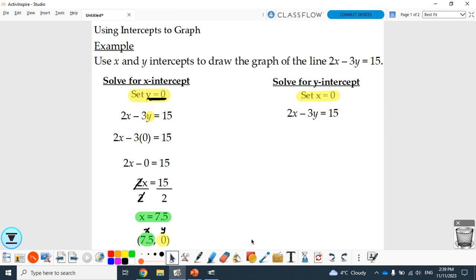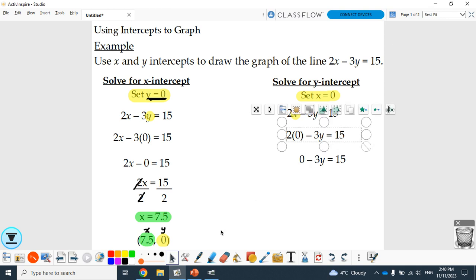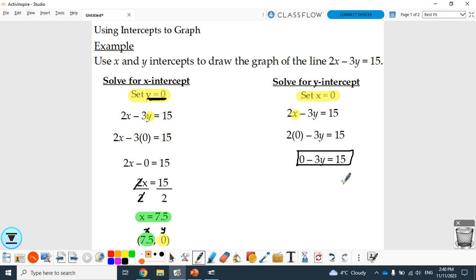And what we're going to do is replace this x with 0. So it'll be 2 times 0 minus 3y equals positive 15. Now, 2 times 0 is just 0. So you could write 0 minus 3y equals 15. And if you're thinking to yourself, do we really have to write this step right here? Is this step really necessary? I want to say absolutely. And the reason why is because, well, 0 minus 3y equals 15.